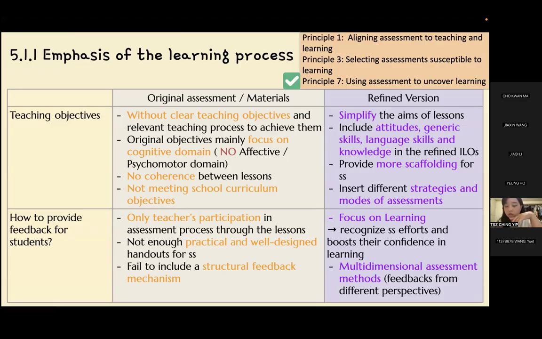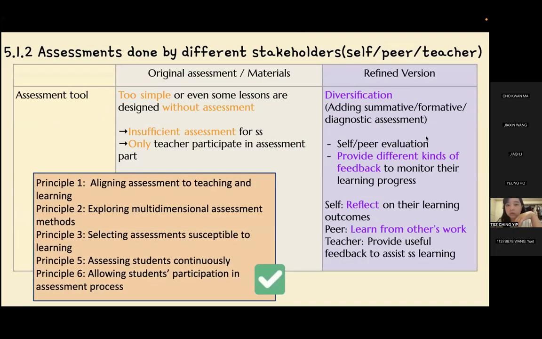And therefore, we adopt multidimensional assessment methods, which can guarantee students get feedback from different perspectives. For the assessment, we also try to use diversification by adding summative, formative, and different kinds of assessment, and to provide different kinds of feedback to monitor their learning progress. For self-evaluation, they can reflect on their learning outcomes. For peer evaluation, they can learn from others' work. And teachers can also provide useful feedback to assist students' learning.